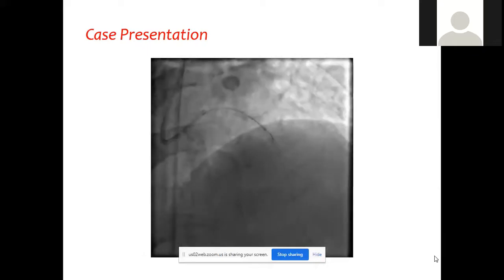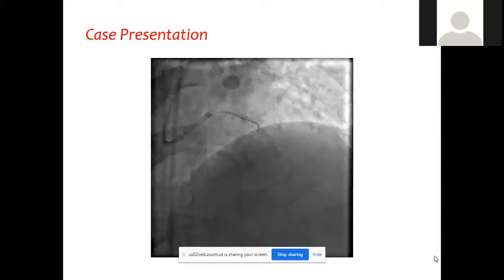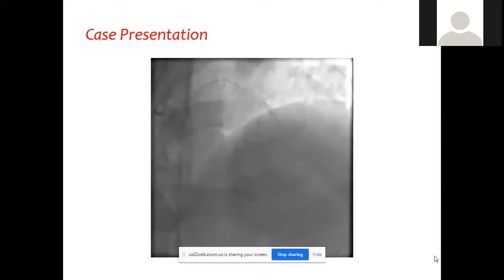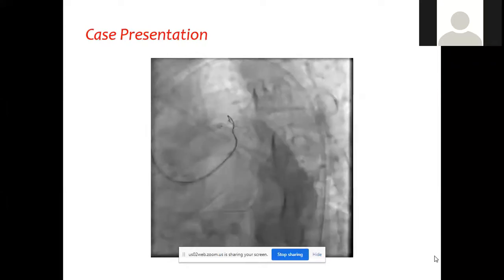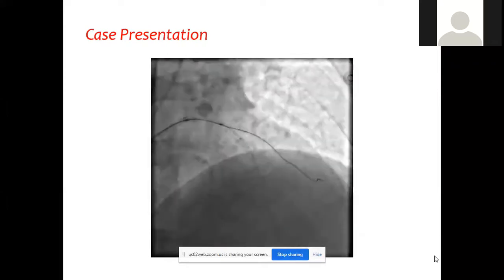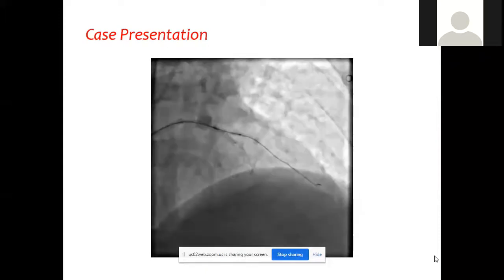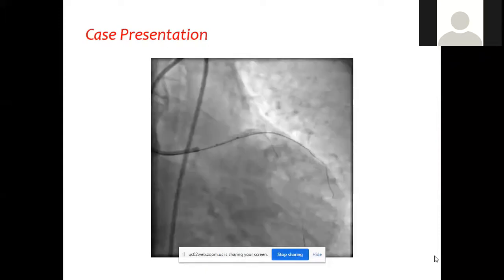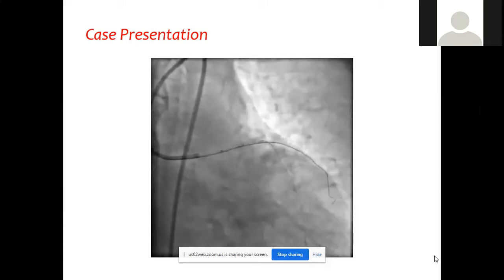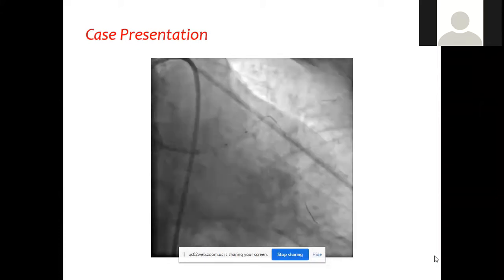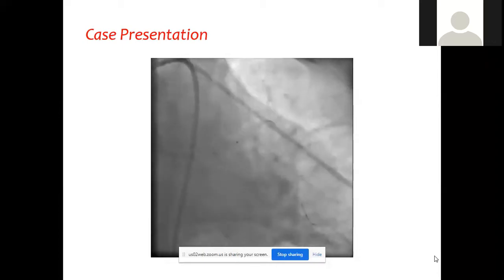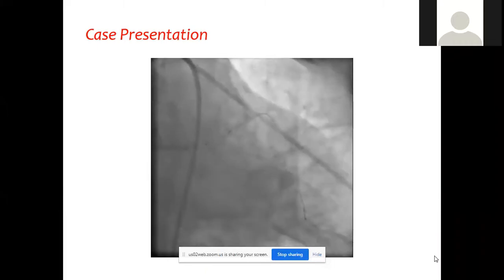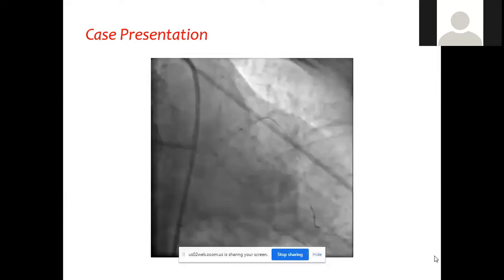Then we tried recrossing with the Gaia, aiming for a second stent, but it failed. Then we changed it with a Filter wire to cross to the diagonal. Then we put two balloons with kissing at the two branches, and we ended with a final POT in the proximal part of the stent. As you can see here, the stent booth.